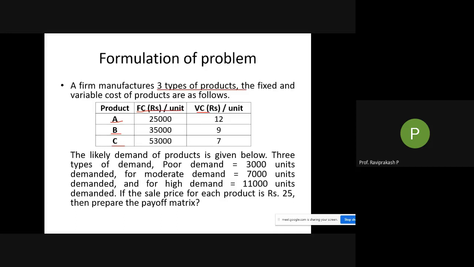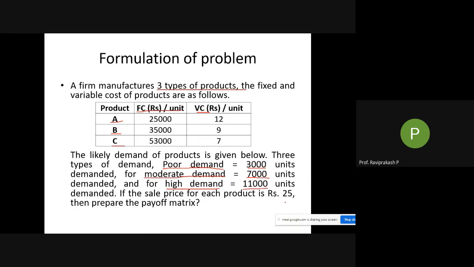With that, they are giving you some demand. Okay, what kind of demand? There is poor demand, there is moderate demand, and there is high demand. So, what is poor demand? Poor demand is 3,000, moderate demand is 7,000, and high demand is 11,000.